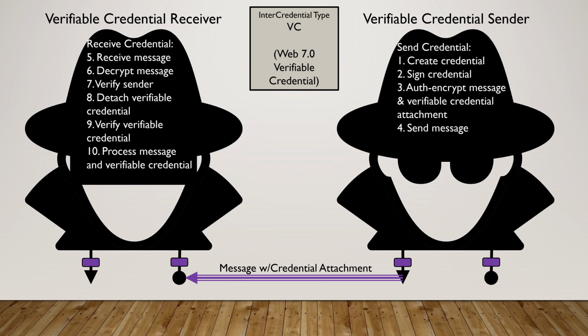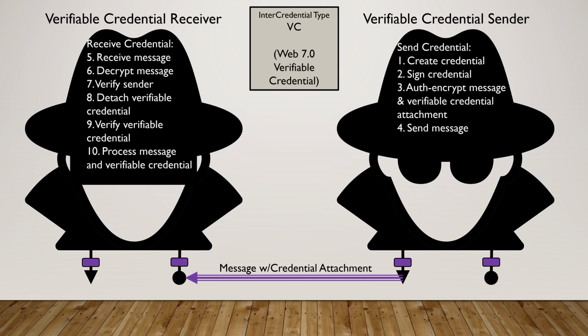How does a verifiable credential sender send a verifiable credential to the verifiable credential receiver? There's one additional step on each side of the sending-receiving diagram. On the right-hand side, the verifiable credential sender needs to create the credential and sign it, auth encrypt the message and the verifiable credential attachment, and send the message. So the only additional step here is step 2, where we're signing the credential, attaching a verifiable proof, a verifiable signature, to the credential before we auth encrypt it and send it across to the receiver on the left.